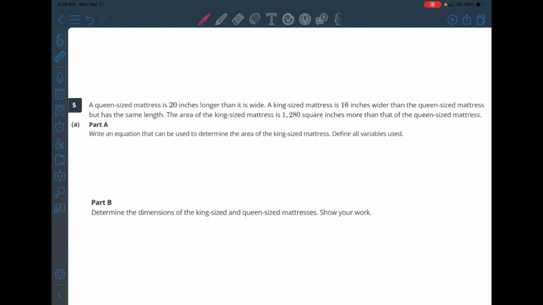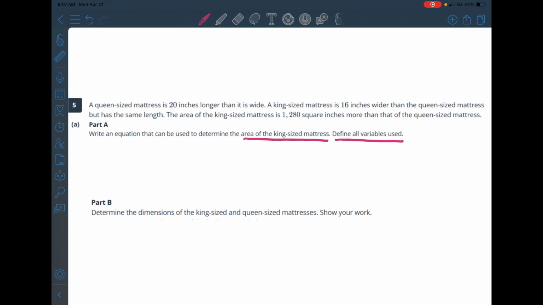A queen-size mattress is 20 inches longer than it is wide. A king-size mattress is 16 inches wider than the queen-size mattress, but has the same length. The area of the king-size mattress is 1,280 square inches more than that of the queen-size mattress. Part A, write an equation that can be used to determine the area of the king-size mattress. And then also it says define all variables used, meaning tell me what these things mean.